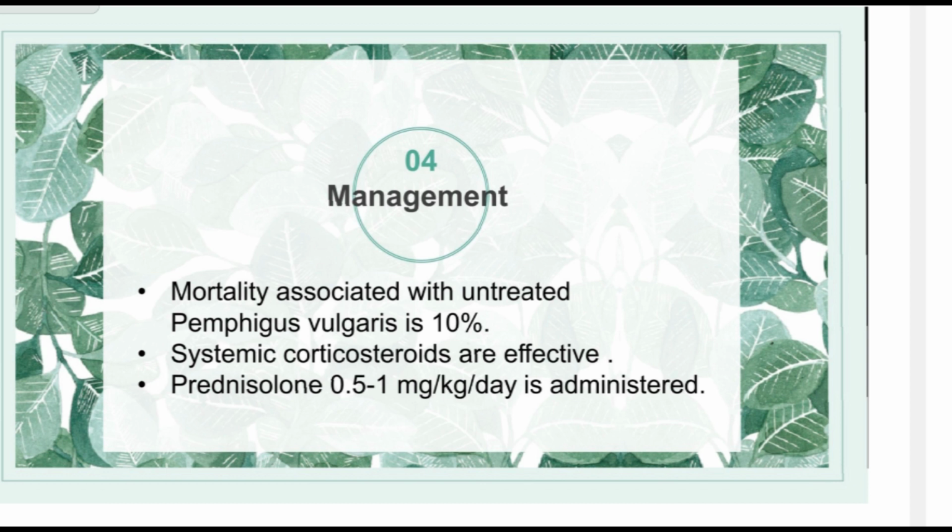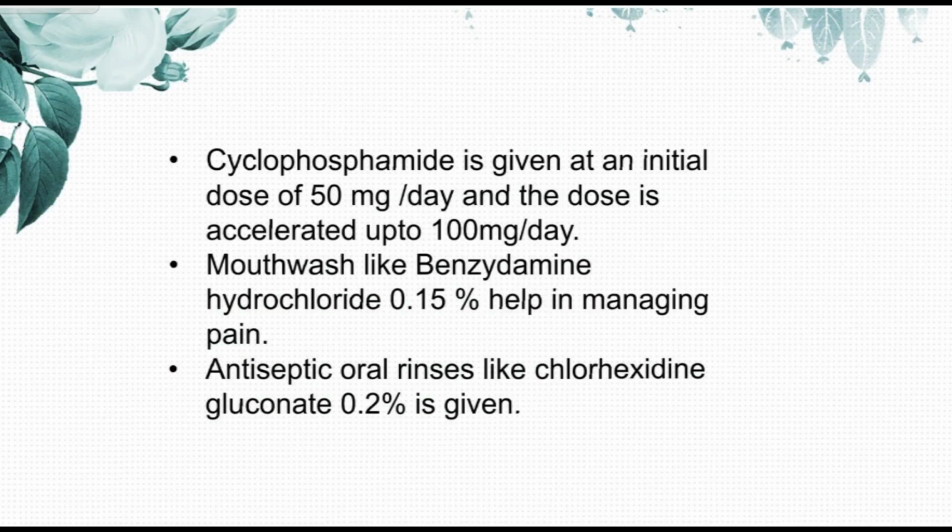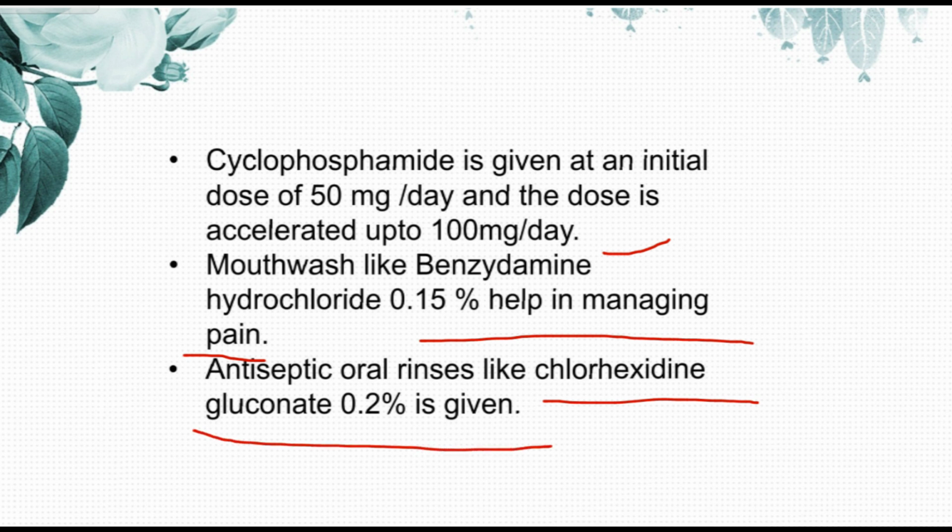Management. As pemphigus is more dangerous, the mortality associated with untreated pemphigus vulgaris is 10%. The systemic corticosteroids are effective, like prednisolone 0.5 to 1 mg per kg per day is administered. Cyclophosphamide is given at an initial dose of 50 mg per day and the dose is escalated up to 100 mg per day. And mouthwash like benzydamine hydrochloride 0.15% helps in managing pain. Antiseptic oral rinses like chlorhexidine gluconate 0.2% are given.